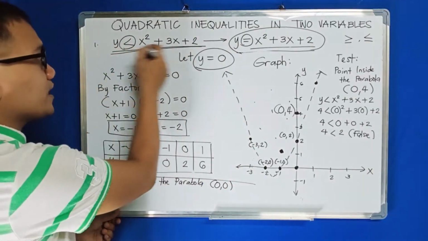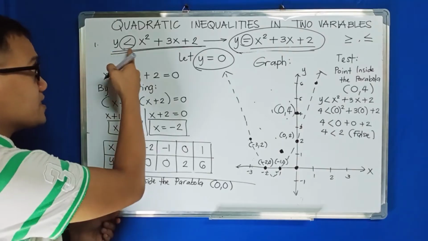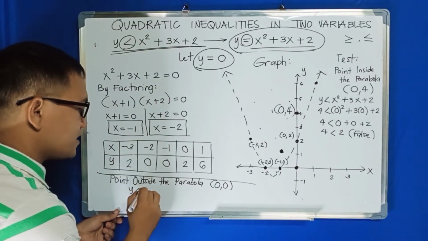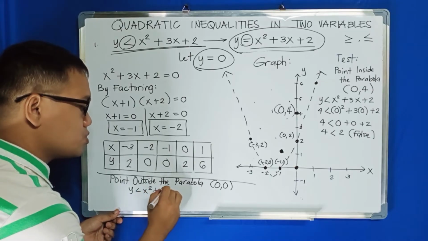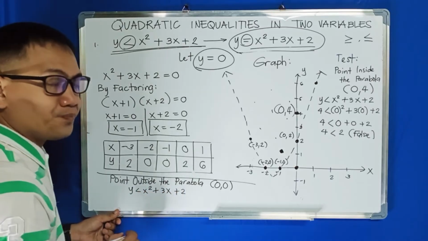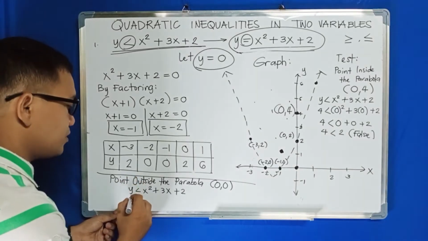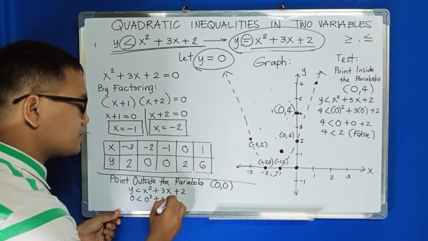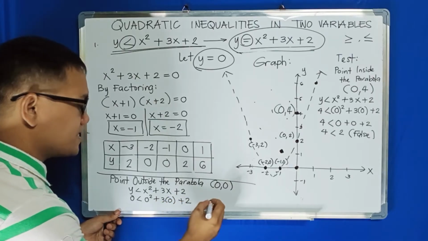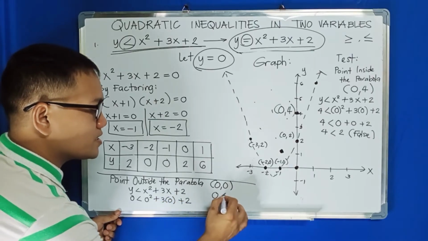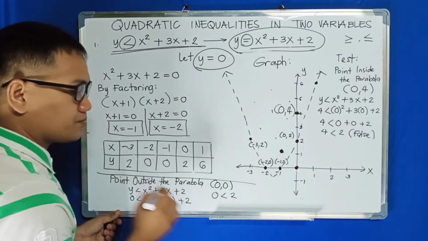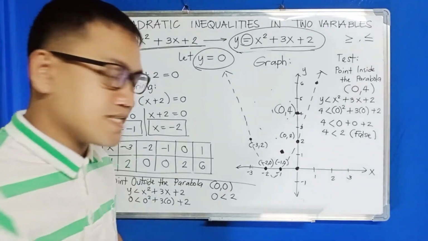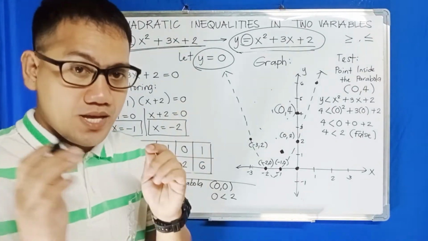Again, utilizing our quadratic inequality, y is less than x squared plus 3x plus 2. So we have y < x² + 3x + 2. Substitute all x by 0 and our y by 0. So we have 0 < 0² + 3(0) + 2, which leads us to 0 is less than 2. Of course, 0 is less than 2, and this states that this is considered to be true.